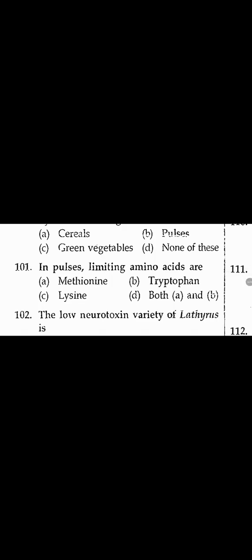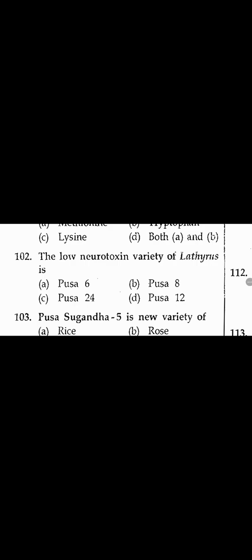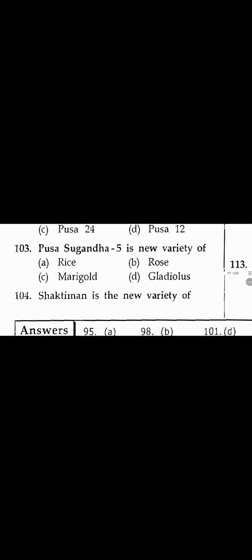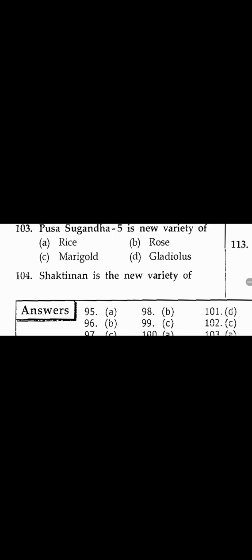Question number 101. In pulses, the limiting amino acids are, that is option D, both A and B, methionine and tryptophan. Question number 102. The low neurotoxin variety of Lathyrus is option C, Pusa 24. Question number 103. Pusa Sugandha 5 is a new variety of rice. Question number 104. Saktiman is a new variety of option C, maize. Question number 105. Pusa Gold is a new variety of wheat.